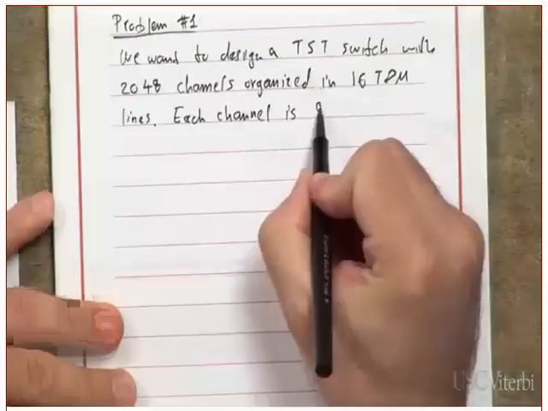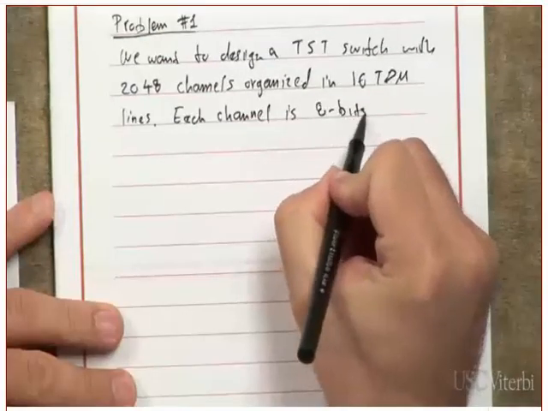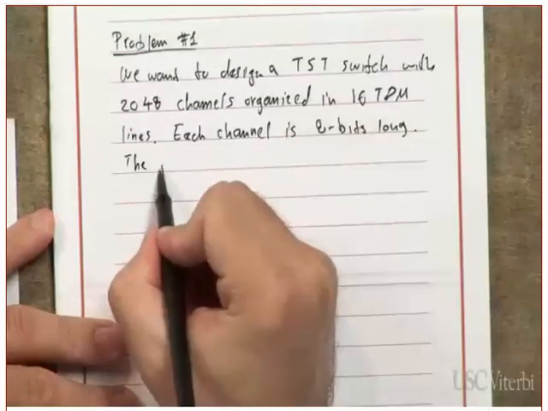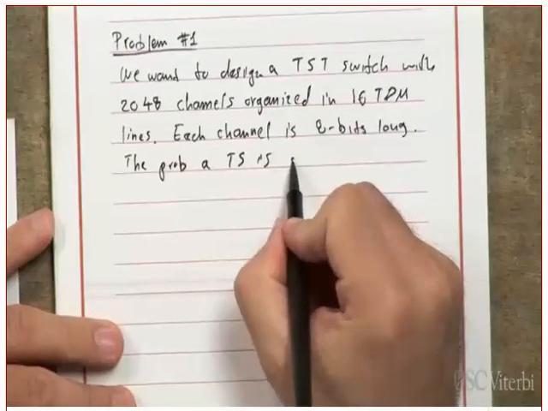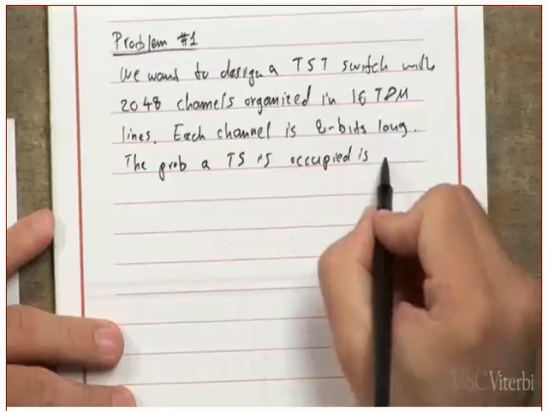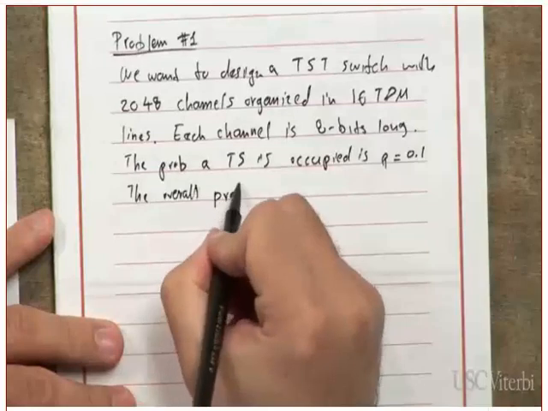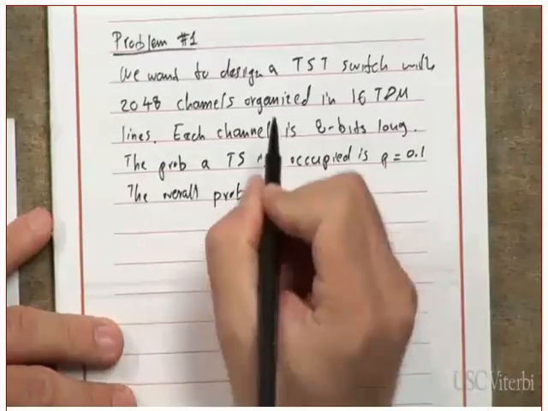The overall probability of blocking should not exceed 0.002. And we want to design the switch and calculate its overall complexity.